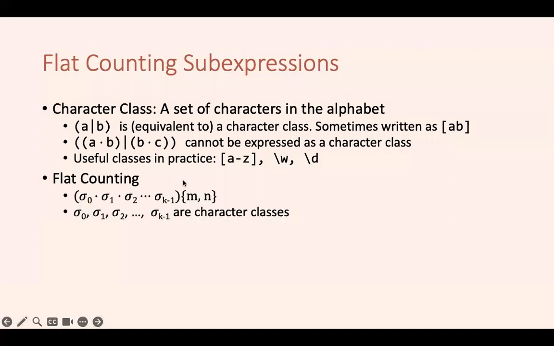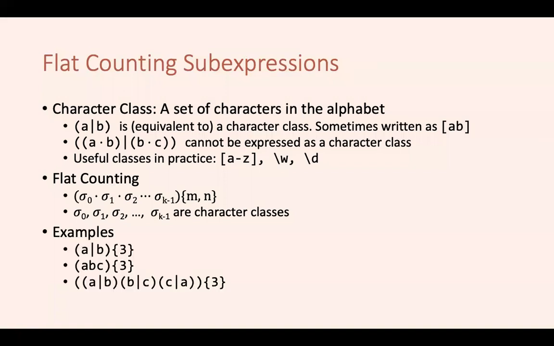And here is what I mean by flat counting, where you have these k many character classes, and they are concatenated, and then you have some counting constraint on them. And this is an interesting case. I will explain why in a minute. Some examples are like this, like here the character class AB is repeated 3 times. So this is just one single thing. And here I have ABC, which is repeated 3 times, and here is another example.